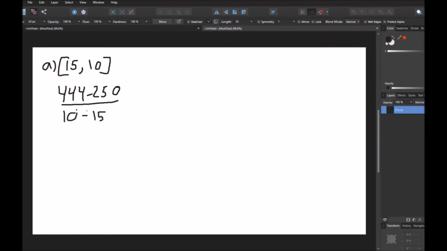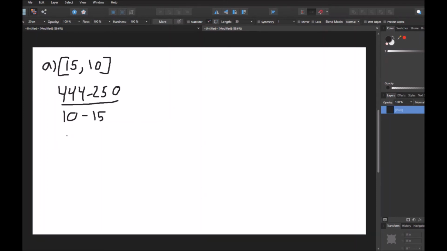And before we even solve this, I know it's going to be negative because we're going backwards on the graph again. So I know it's going to be negative that way, and 10 minus 15 is obviously going to be negative 5. So once again, I don't know how to do 444 minus 250 in my head, so I'm just going to do that on a calculator, and it's going to be 194 over negative 5. So that's going to be our answer for that interval.